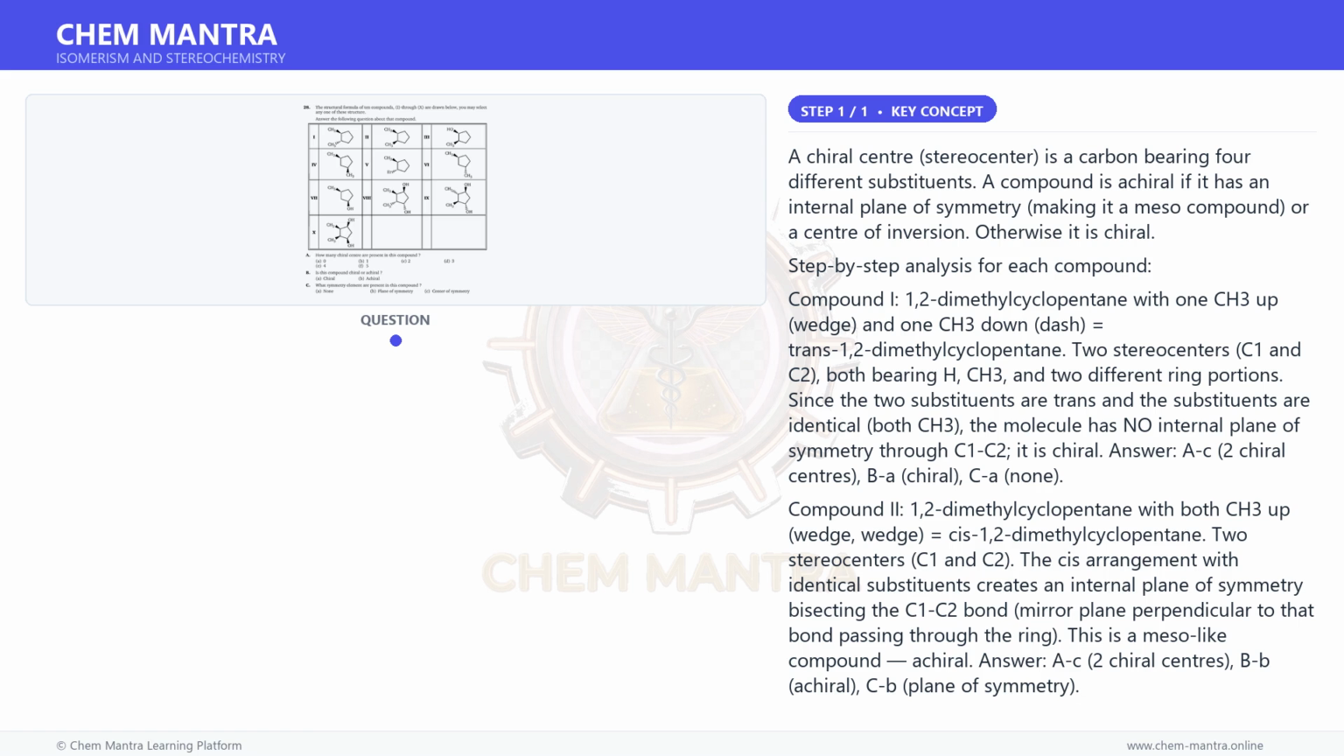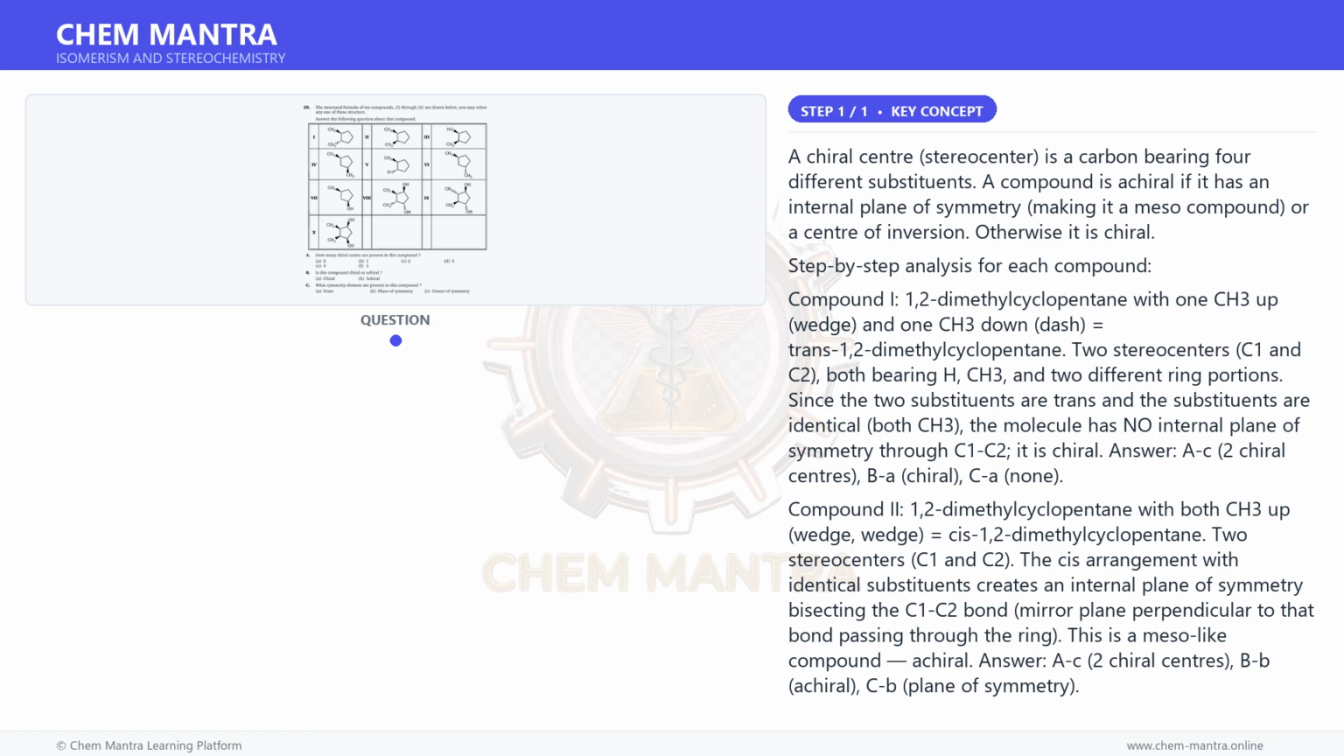Summary. I: 2 chiral centers, chiral, no symmetry; A, C; B, A; C, A. 2: 2 chiral centers, achiral, plane of symmetry; A, C; B, B; C, B. 3: 2 chiral centers, chiral, none; A, C; B, A; C, A. 4: 2 chiral centers, achiral, plane of symmetry; A, C; B, B; C, B. V: 2 chiral centers, chiral, none; A, C; B, A; C, A. 6: 2 chiral centers, chiral, none; A, C; B, A; C, A. 7: 2 chiral centers, chiral, none; A, C; B, A; C, A. 8: 4 chiral centers, achiral, plane of symmetry; A, B, B, C, B. 9: 4 chiral centers, chiral, none; A, B, A, C, A. X: 4 chiral centers, achiral, plane of symmetry; A, B, B, C, B.